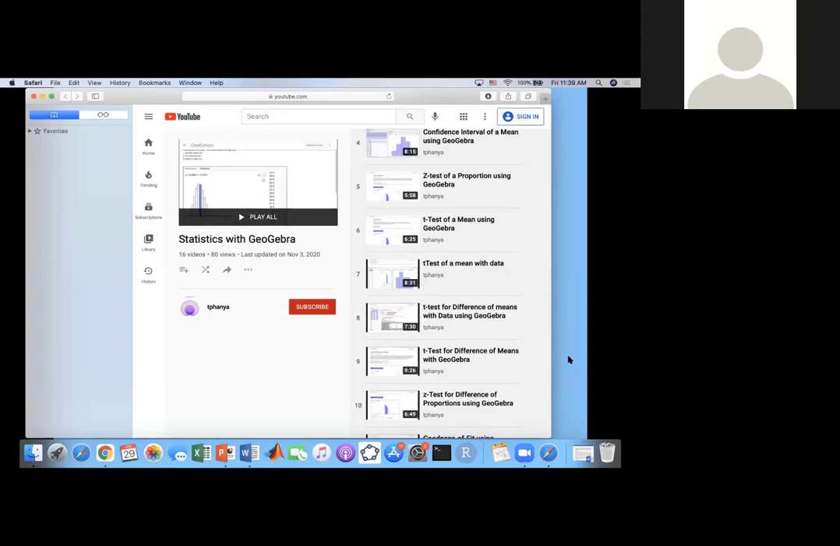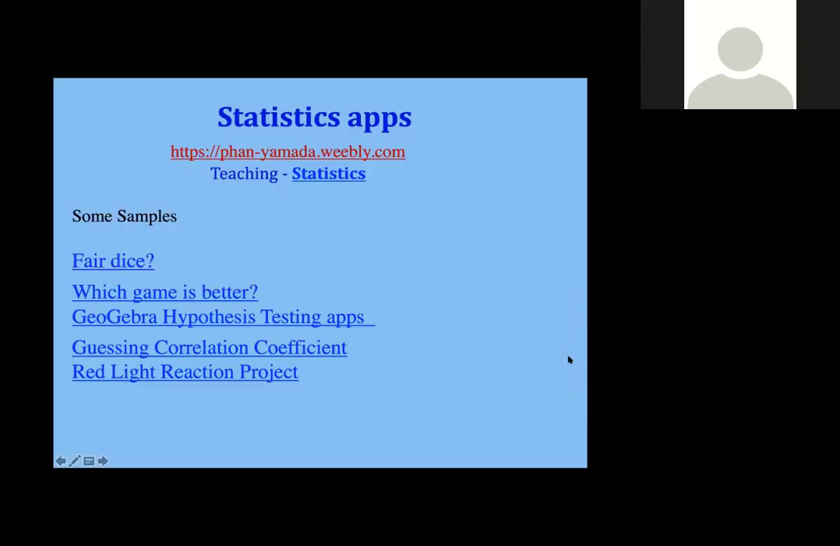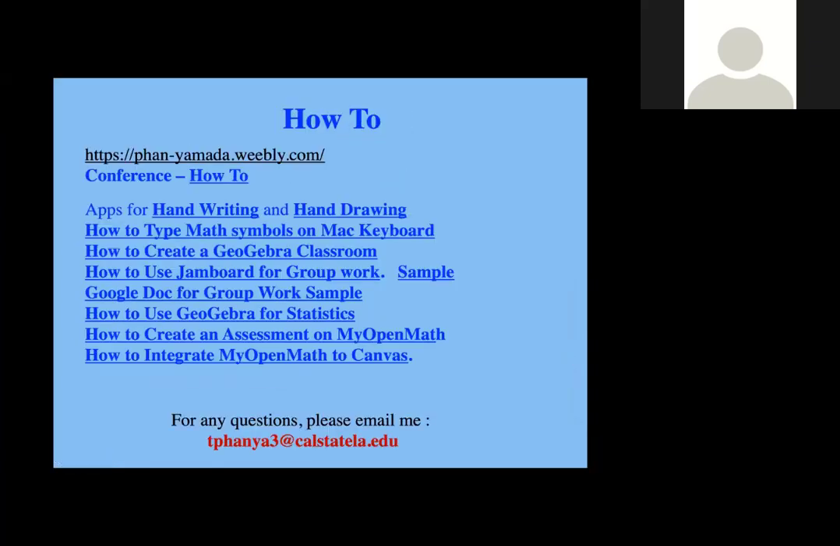And you know, when you use this one, you can make your own data. And my OpenMath, they have the whole set of all these questions. It makes it really easy to do that part too. So let me move to the next one.